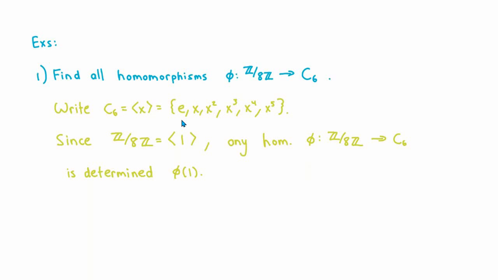Well, now there are 6 possible places where phi of 1 could map to, but remember that not every possible choice of phi of 1 is going to extend to a homomorphism from Z mod 8Z to C6. So now we need to go through all 6 possibilities and think about which possible values of phi of 1 will extend to homomorphisms from all of Z mod 8Z to C6.